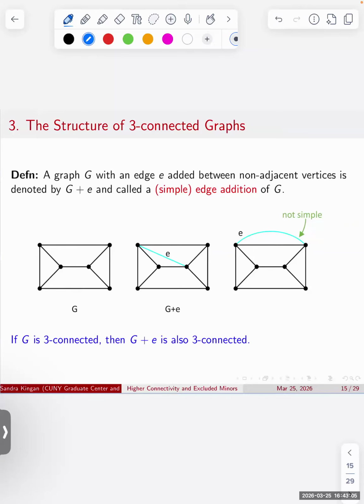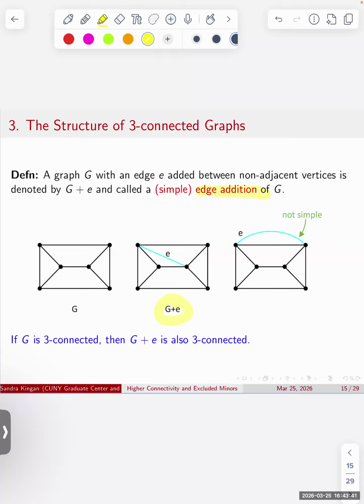So now let's talk about the structure of three connected graphs. And here I want to talk about the opposite operations of deletions and contractions. For lack of a better word, we call these edge additions, right? So it's the opposite of deletion. And when we add an edge, we'll use this notation G plus E. It's a bit overused. It could mean other things, but in this context, it's going to mean an edge addition.